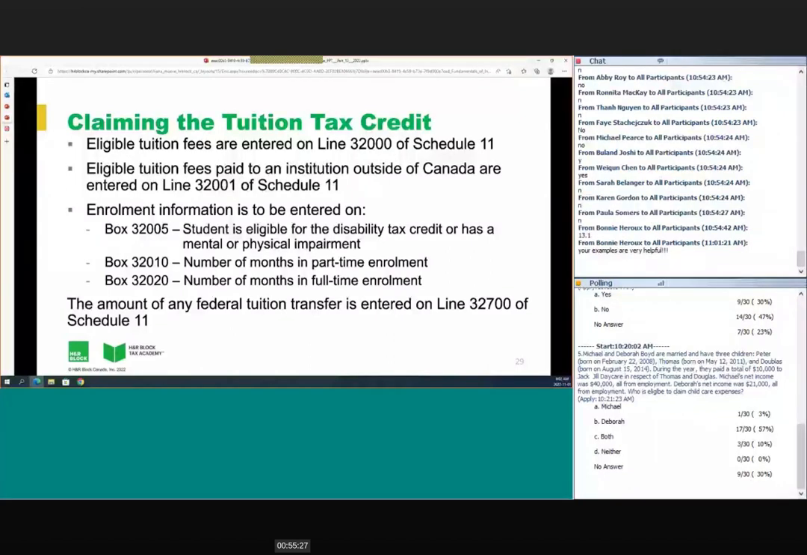Box 3205 asks: is the student eligible for the disability tax credit or has a mental or physical impairment? In box 3210, we put in the number of months of part-time enrollment, and then the other box is the number of months in full-time enrollment. This is what helps the software determine whether to suppress the scholarship income or not. These are the boxes that are important. The amount of any federal tuition transfer is entered on line 32,700 of the Schedule 11. I'm trying to see if we have a slide for it. No, we don't. So I will bring up the Schedule 11 after we look at the tuition.